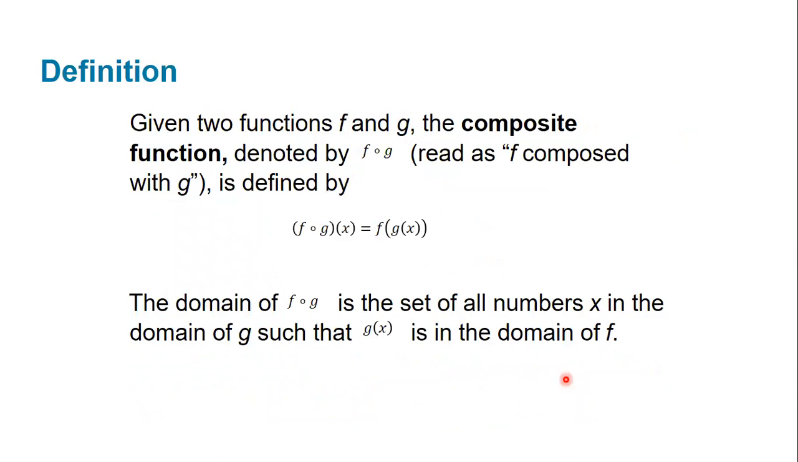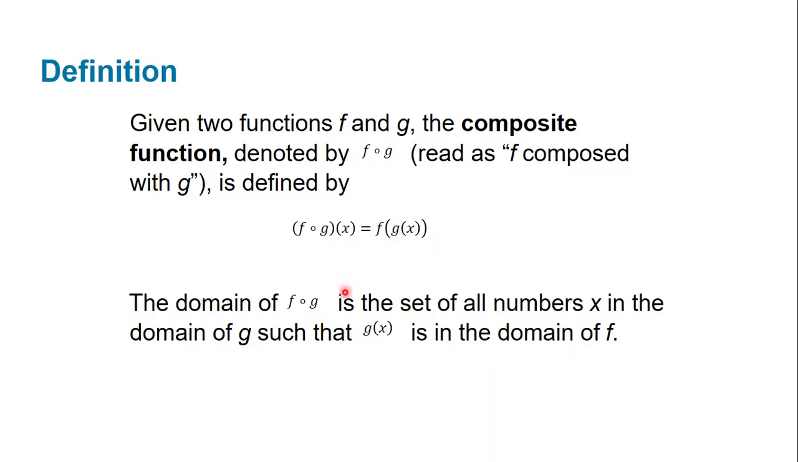Here we go. Definition. So given two functions, f and g, the composite function is denoted as f composed with g. Okay. Do you remember kind of seeing quote unquote fog last year? Okay. F composed with g. And it's defined by saying, if I'm saying f composed with g of x, that means I'm substituting in g of x into f.